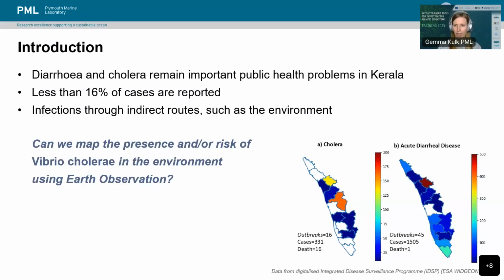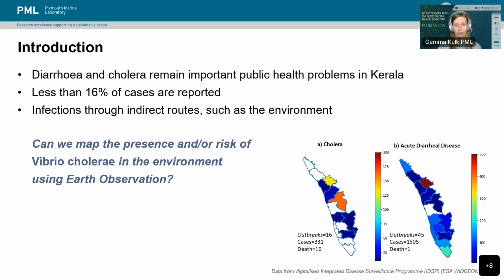And although we understand the direct routes of infection quite well, for example, through the use of contaminated water, there's much to learn about the indirect routes of infection, such as those through the environment. So for example, Shuba talked about the temperature and salinity conditions in aquatic systems in which pathogens such as Vibrio cholerae can survive. But she also talked about the association of Vibrio bacteria with phytoplankton and zooplankton, and how these variables can be used to model the risk of pathogens in the environment.